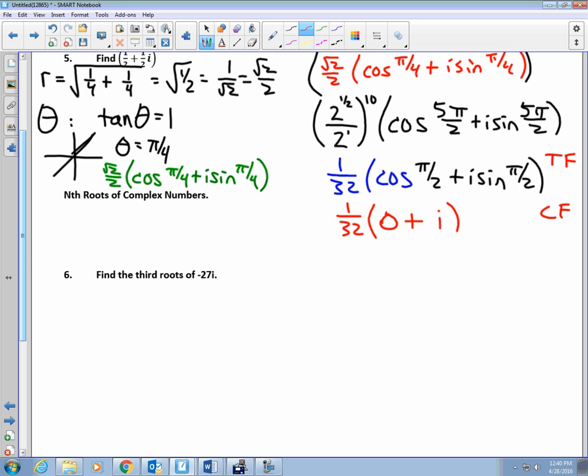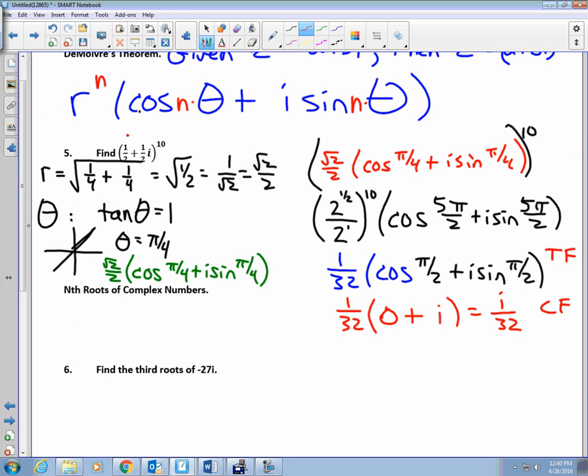What is 1 over 32 times 0? 0. What's 1 over 32 times i? So that's the complex form. This is the trigonometric form. That's the complex form. If they don't come out to be nice numbers, you write them as decimals. Look at the initial problem. Instead of finding this by multiplying it out 10 times, what do you get if you multiply it out 10 times? You get i over 32. So just think, all that written out, expanded 10 times, it all reduces to just i over 32.